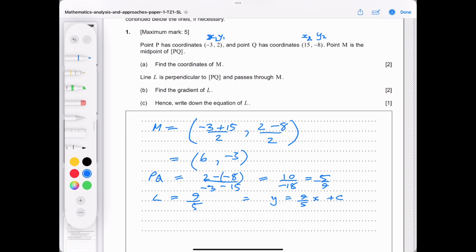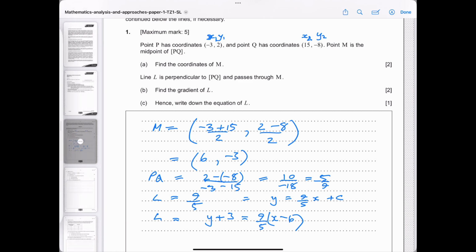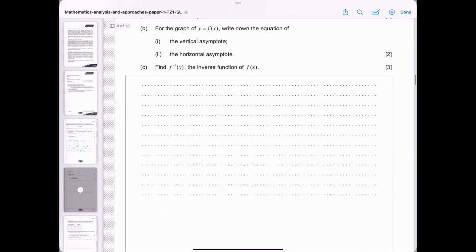So we've got to write down the equation of L. So L would be y minus -3, so that's y plus 3, equals 9 over 5 of x minus 6. And that is how you do that question.